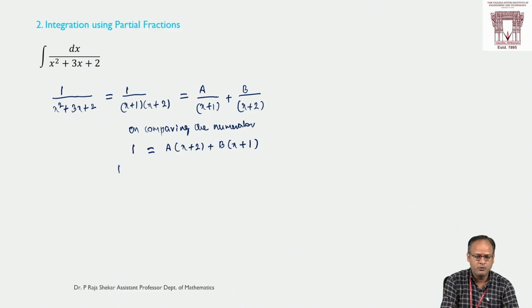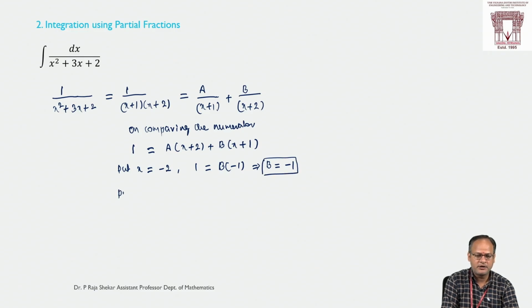So for that, what do we do? I'll just replace x. Let me put x is equal to minus 2. Then what happens? It is 1 as it is, because we do not have anything in terms of A or B on the left hand side. And on the right hand side, when we put x equal to minus 2, x plus 2 will become 0. So only the B term will be left, as B into, when x is minus 2, x plus 1 becomes minus 1. So from here you will directly get B. What is B? B is equal to minus 1.